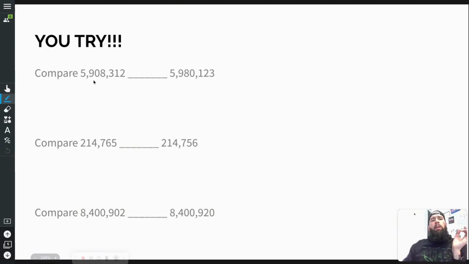We've got 5,908,312 versus 5,980,123. So 5s are the same, 9s are the same, but that 0 and that 8 are not the same. 8 is bigger than 0. Eat the 8. And so we can now say, because that's a less than symbol, 5,908,312 is less than 5,980,123. 2 more. Hopefully you got that right.